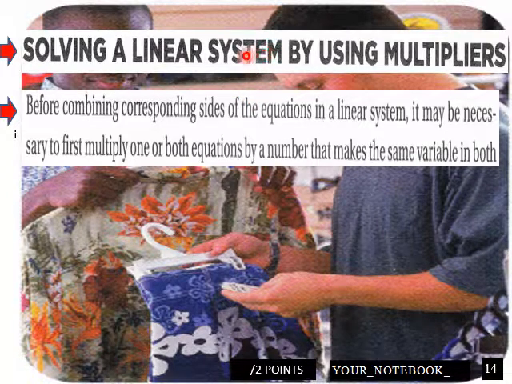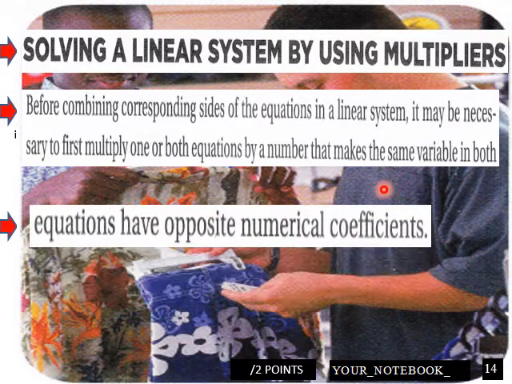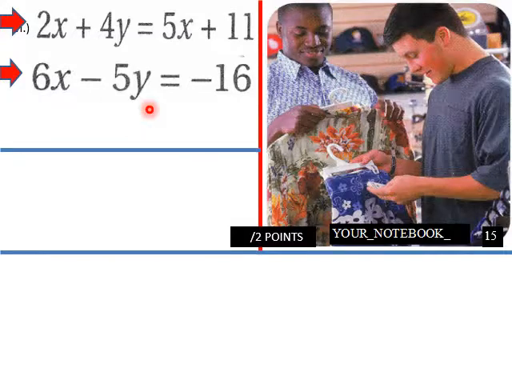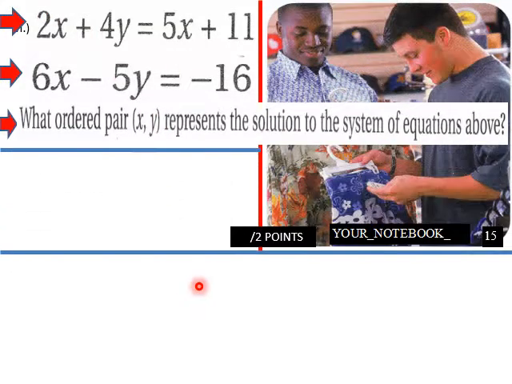Solving a linear system by using multipliers. Before adding corresponding sides of equations in a linear system, it may be necessary to first multiply one or both equations by a number that makes the same variable in both equations have opposite numerical coefficients. So I think we can do that in this situation here.